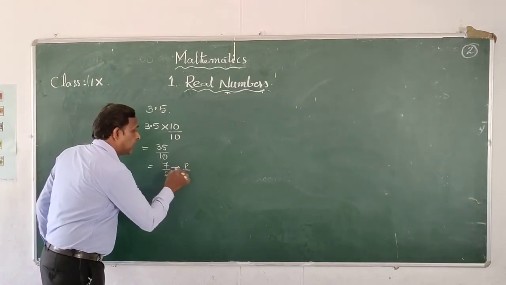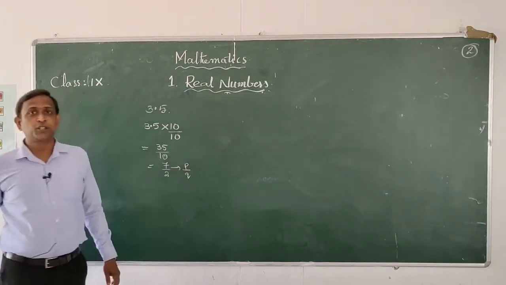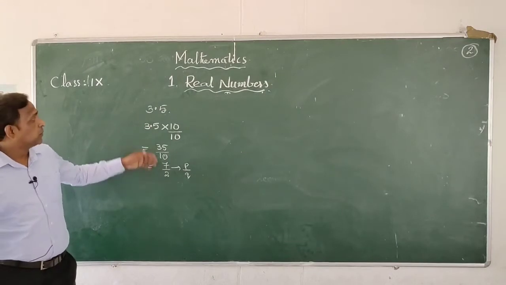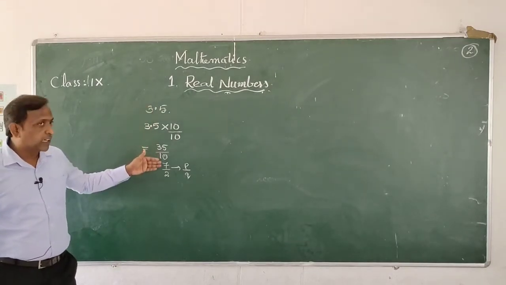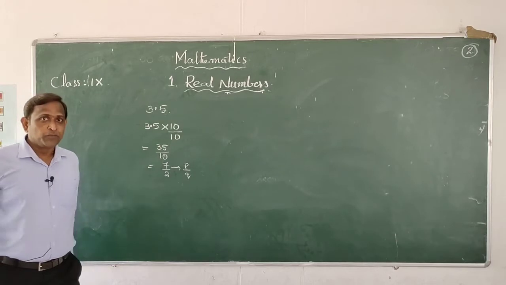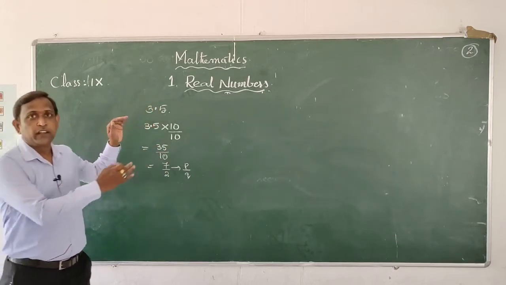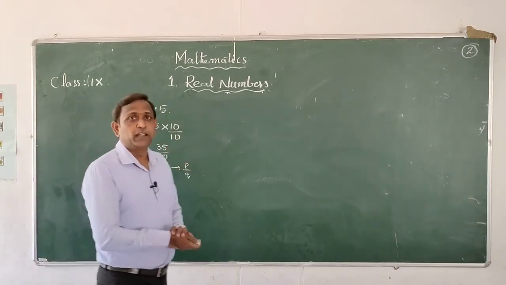7 is p and 2 represents q. Then it is in the form of p by q. So 3.5 can be written as 7 by 2 also. Then this is the conversion of a decimal form to the p by q form.